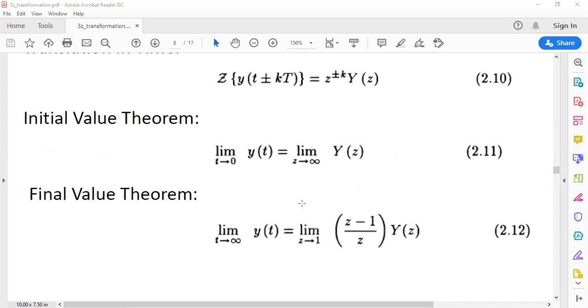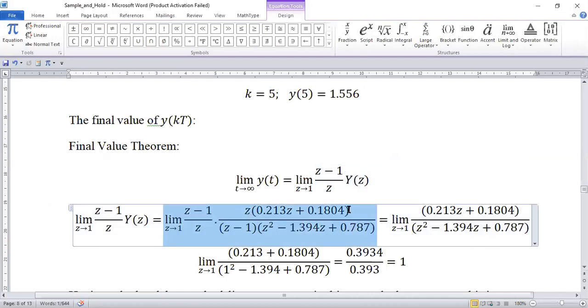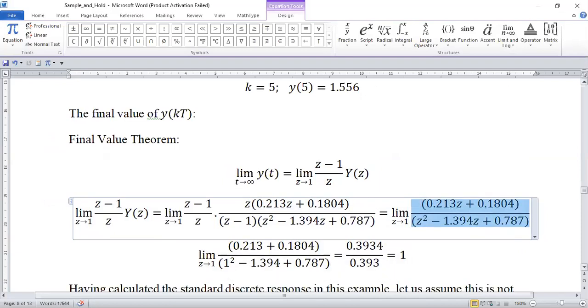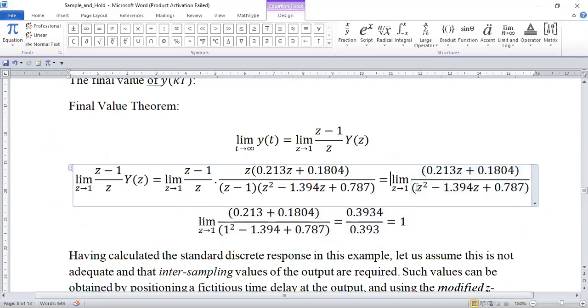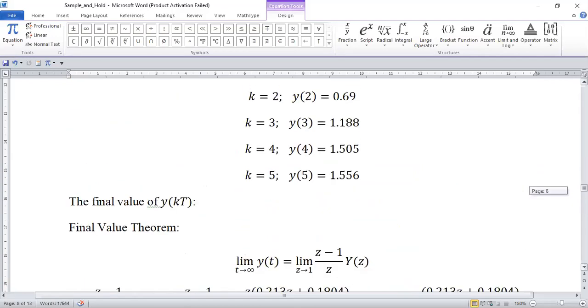So let me go back to the lecture note. Okay. So we have y of z. We got it as this. So we simply multiply this out, and when you multiply it out, you get this. Then you get the limit as z tends to 1, simply replacing all occurrences of z with 1. Then when you do the algebra, you get 1. So as t tends to infinity, or as k tends to infinity, the final value is 1.